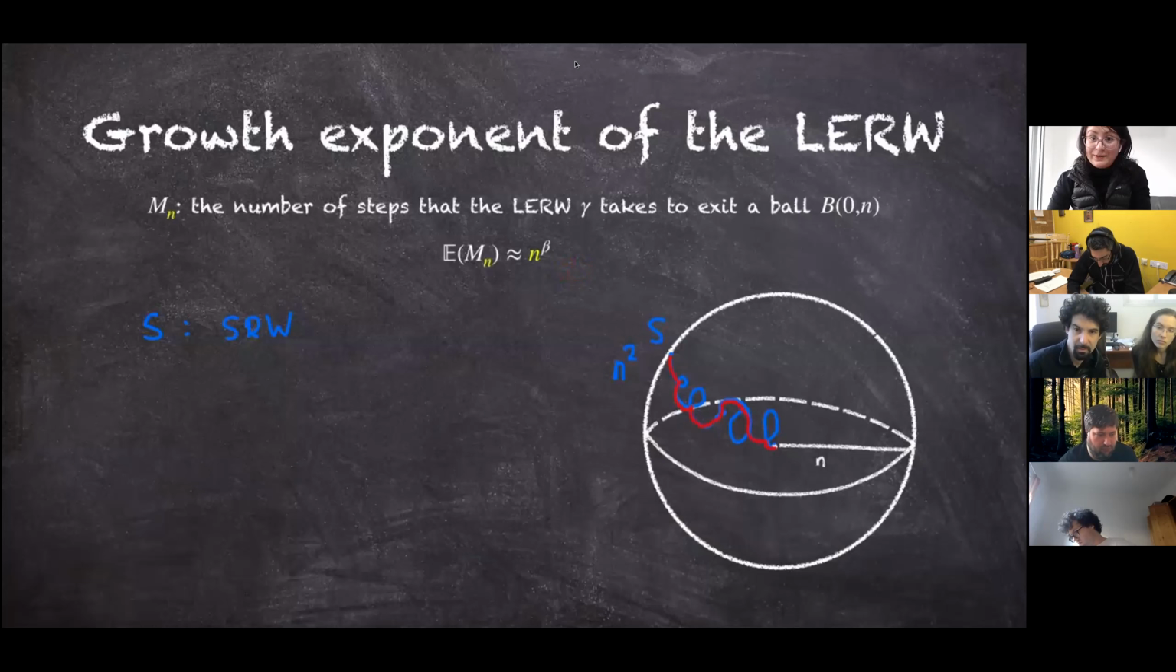And this exponent beta, if it is smaller than 2, it means that in the scaling limit there is an actual difference in the number of steps that I take to advance a certain distance between the simple random walk and the loop-erased random walk. And we say that beta exists if you can give any proper sense to this asymptotic expression.